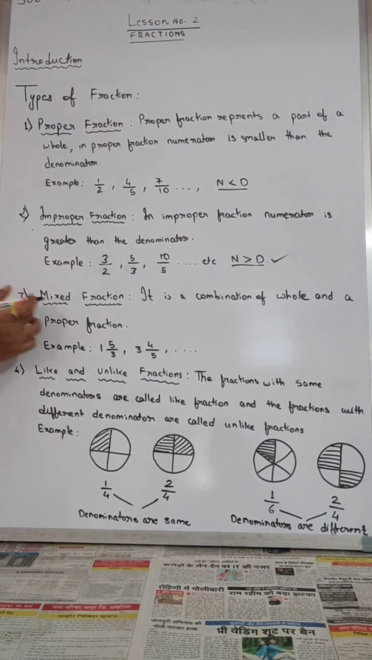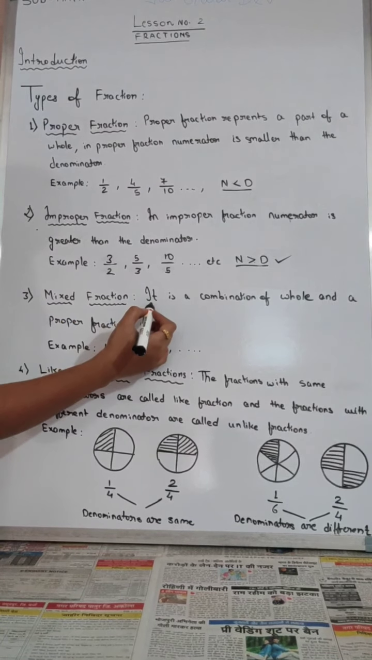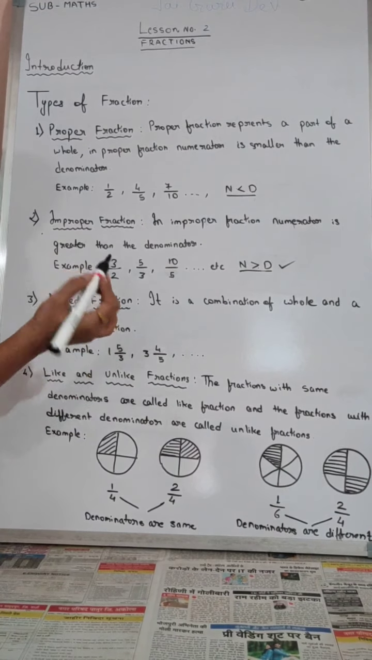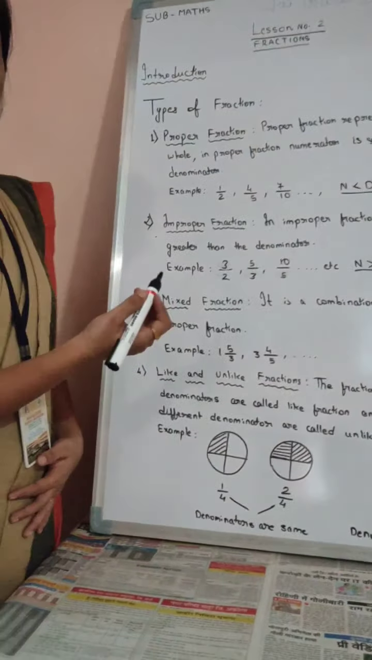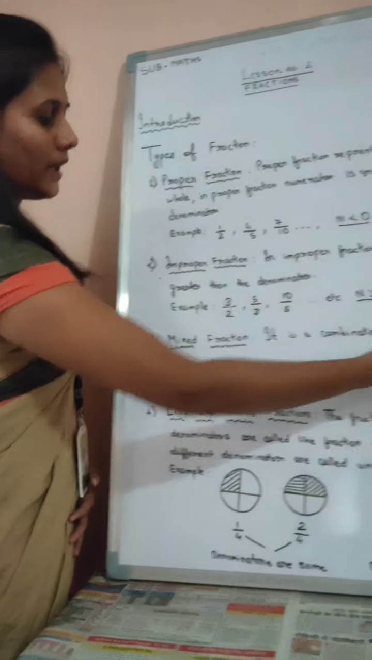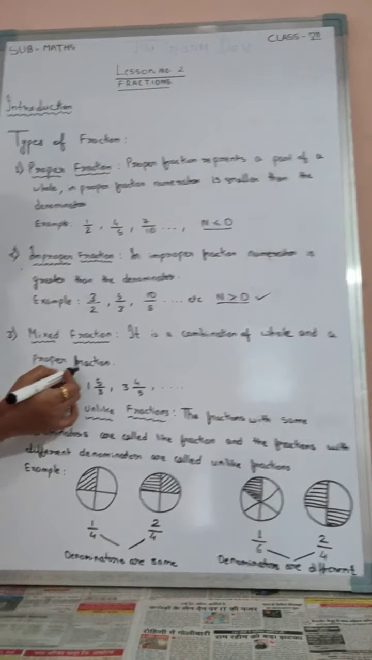So the next type is the mixed fraction. A mixed fraction is a combination of a whole and a proper fraction. Now you know whole numbers 1, 2, 3, 4, 5 and so on. So a mixed fraction is a combination of a whole and a proper fraction.